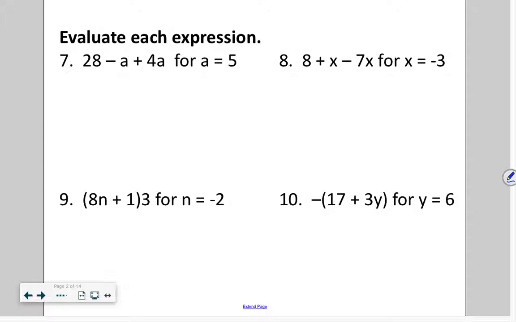Evaluate each expression, and it's giving us a value for those variables. Remember, when you are replacing a variable with a number, to always put it inside what? Always put it inside parentheses. So in the first one, we have 28 minus, instead of a, we have 5 plus 4 times 5. What's the first thing we're going to do in the order of operations?